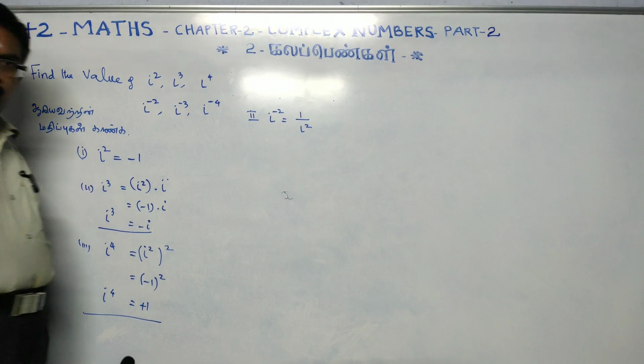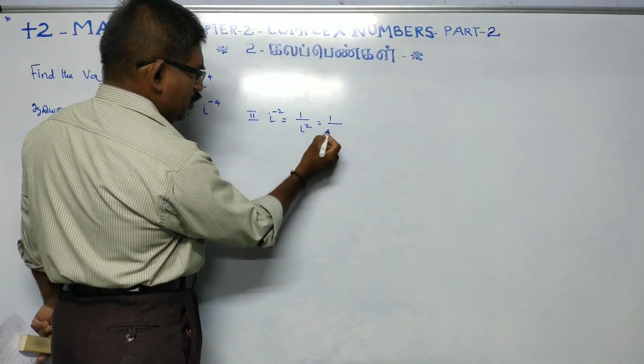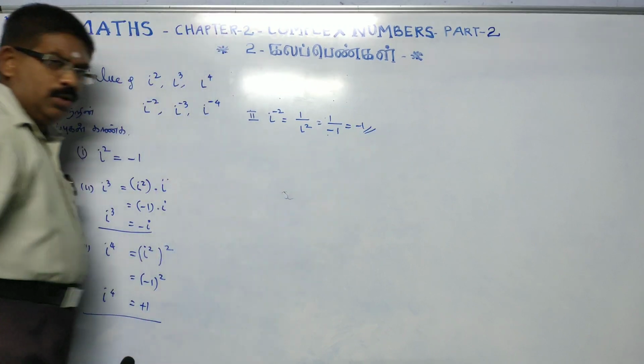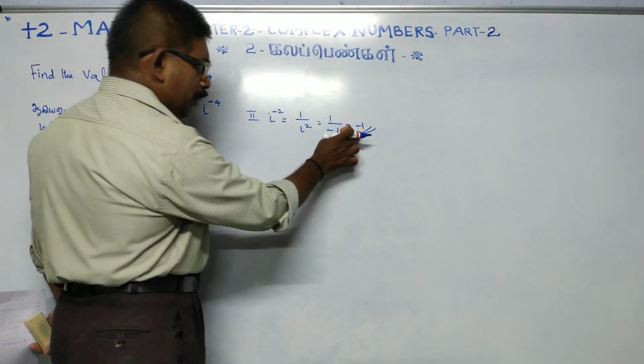When i power minus 2 comes to the denominator, it becomes i square. 1 by the value of i square, which is minus 1, is 1 by minus 1, which is minus 1. Now we get the value for i power minus 2: the value of i power minus 2 is minus 1.